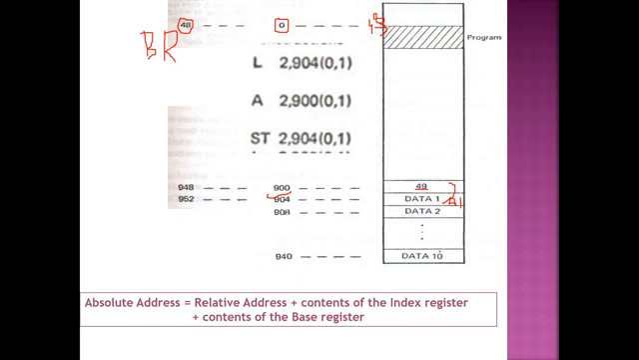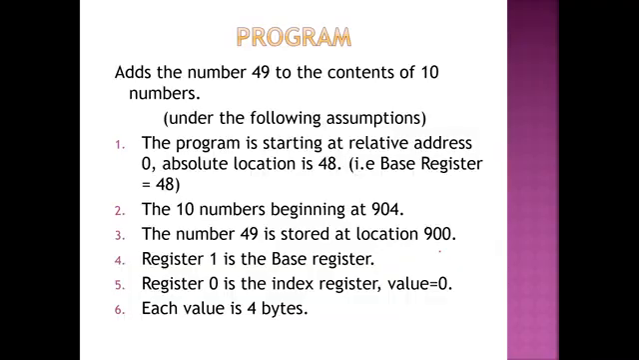You always have to start with some assumptions. You have to assume something, only then can we proceed with the program. Next assumption here: the number 49 is stored at location 900, and the 10 numbers are going to be stored starting at location 904. These are the two things we saw. The 10 numbers: first A1 is going to be stored at 904, A2 at 908, A3 at 912 and so on. Till 940 we are going to store 10 numbers, right? At 900 we are storing this 49, so that we can add it with all these numbers, right?